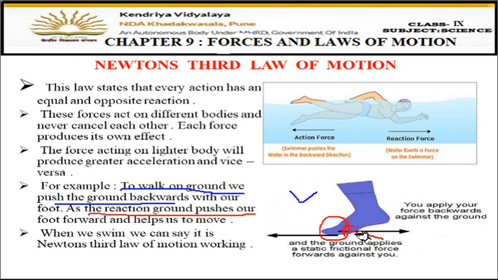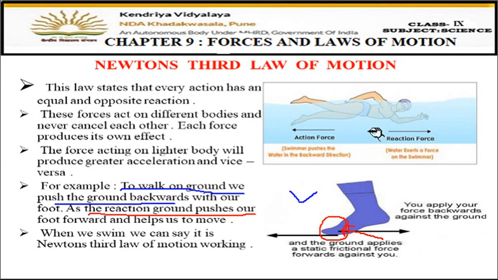Action is given by us with our feet on the ground, and the second body is the ground which is now giving the reaction and pushing our feet in the forward direction. So using this third law of motion, we can easily walk on the ground. Fine. So this is action and reaction. Action and reaction both are in opposite directions, but they never cancel each other's effect. Each of the forces has its own effect.